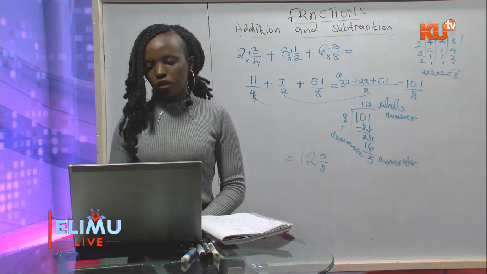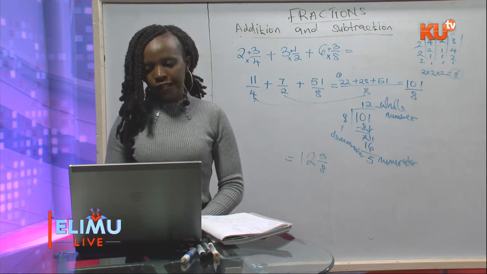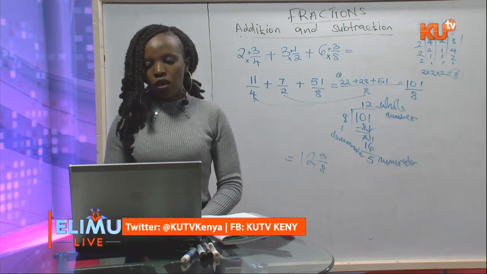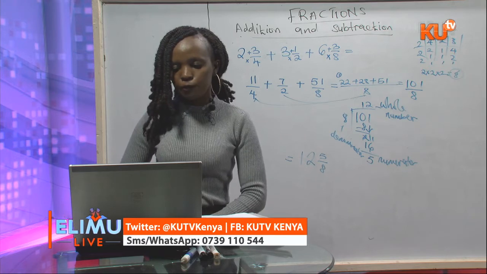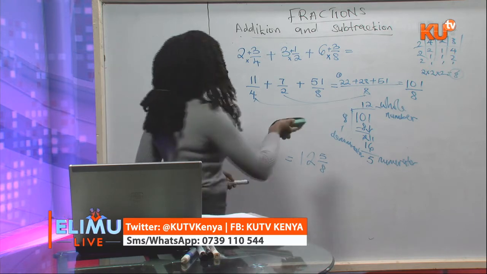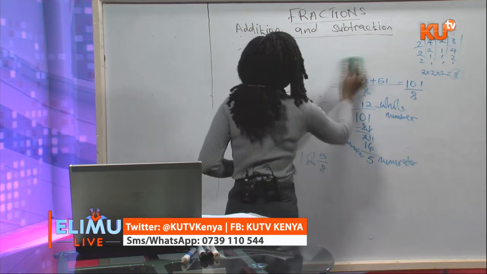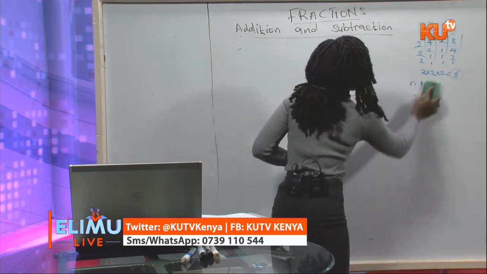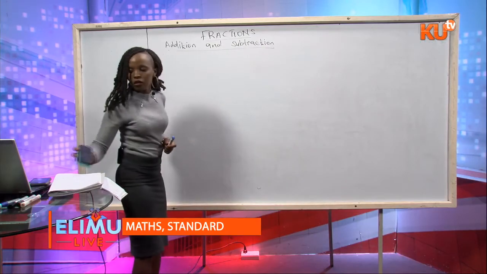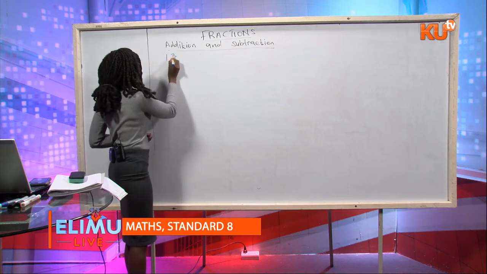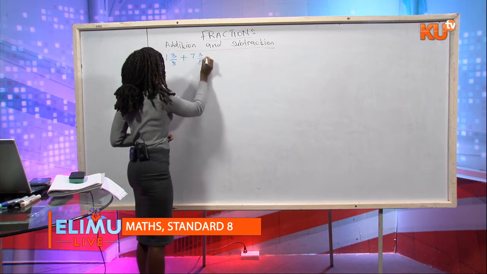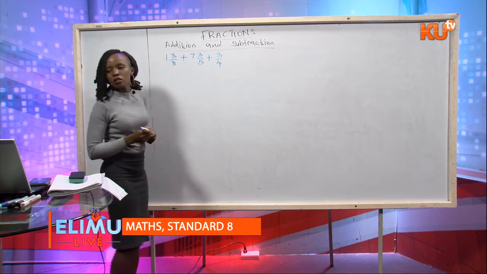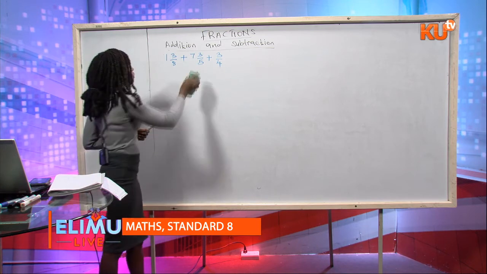So we look at another example, still addition. Another example, addition still. 3 fractions: 1 3/8 plus 7 4/5 plus 3/4.